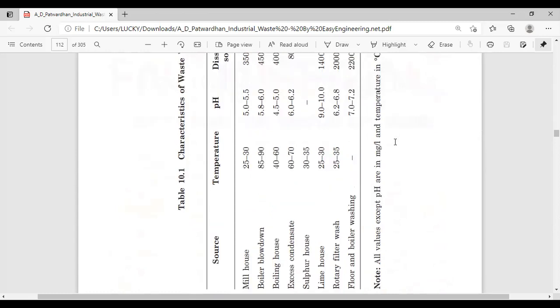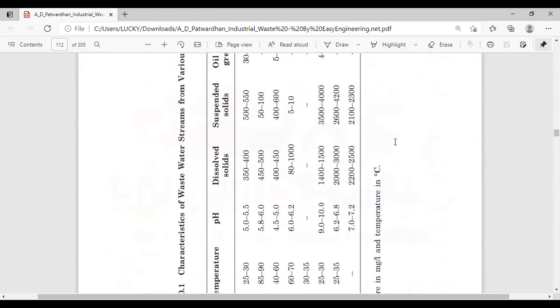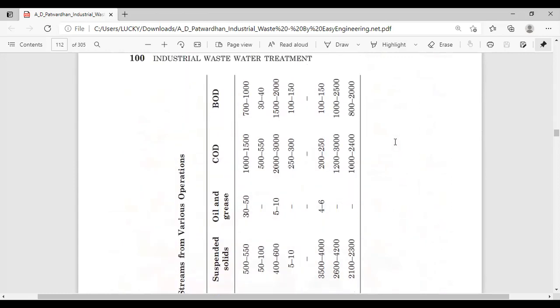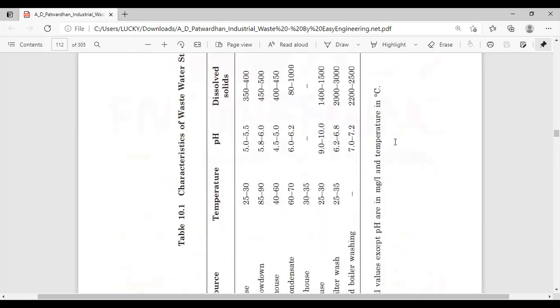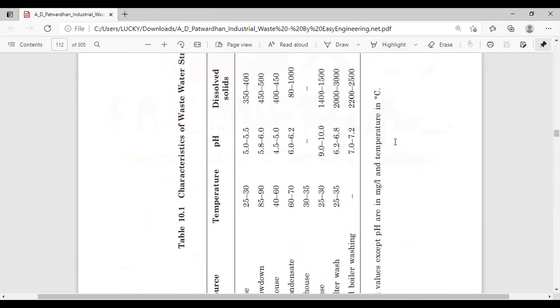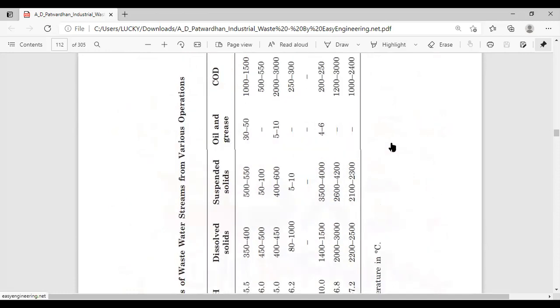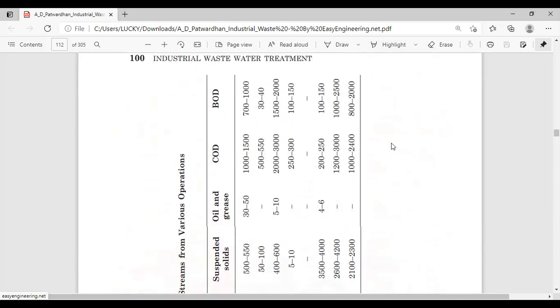Next, the excess condensate. Excess condensate temperature is 60 to 70, pH 6.0 to 6.2, dissolved solids 80 to 1000, suspended solids 5 to 10, COD 250 to 300, BOD 100 to 150. And the sulfur house. Sulfur house temperature is 30 to 35 and there is no pH, no dissolved solids, no suspended solids, no oil and grease, and no COD, no BOD.